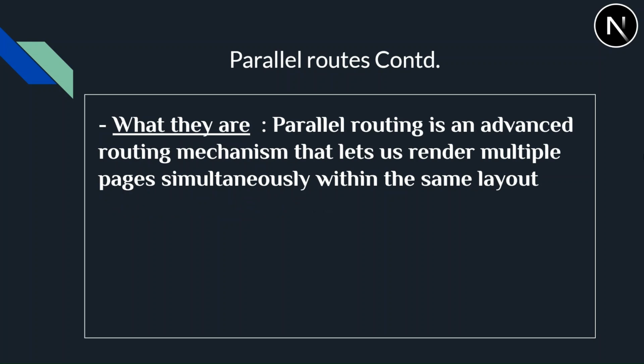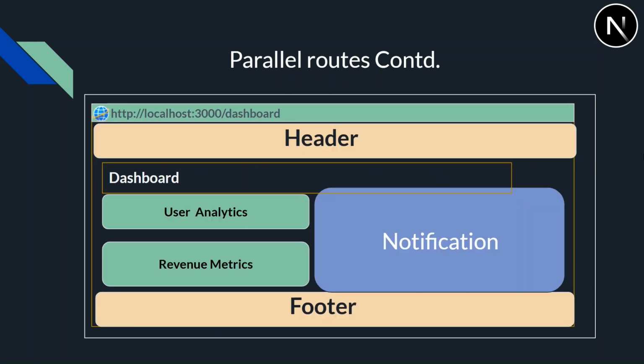To implement this scenario, I will move on to the other page. Here you can see a scenario in which we are visiting localhost:3000/dashboard, and inside this dashboard there are various components like header, footer, notification, user analytics, and revenue metrics. If we go with the traditional component-based method, on the dashboard we can create three components: one for user analytics, second for revenue metrics, and third for notifications.